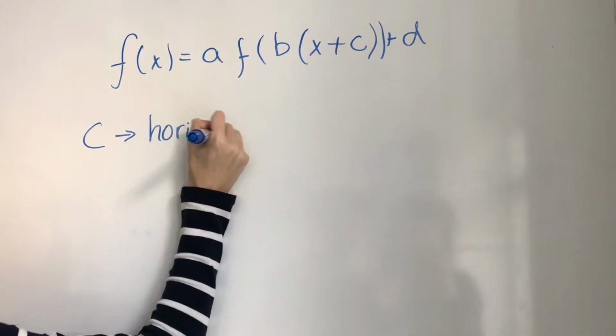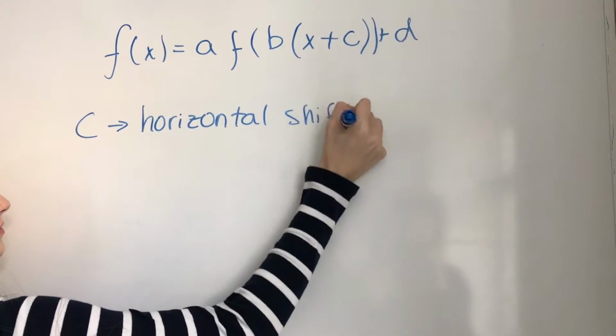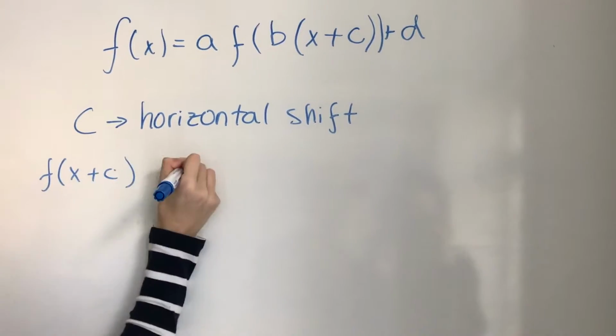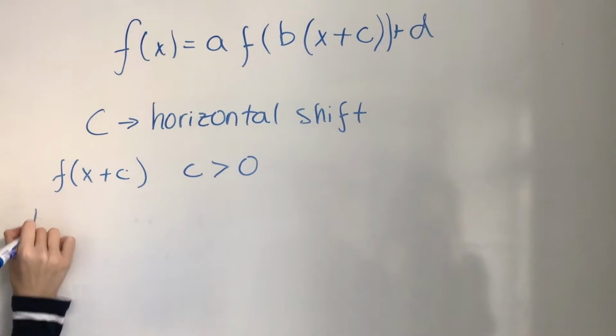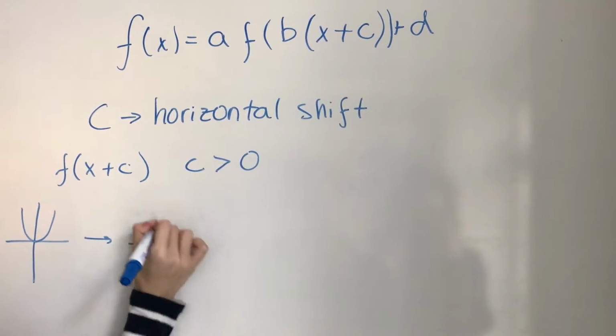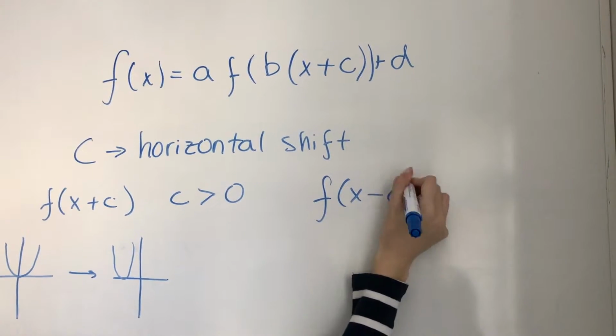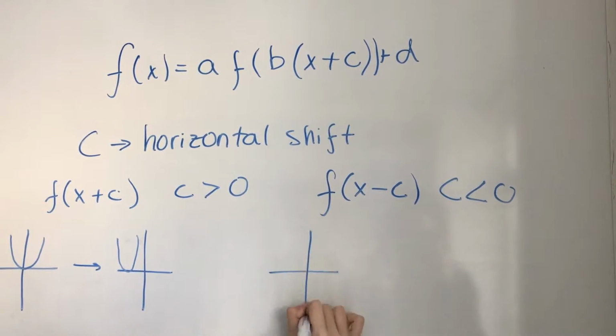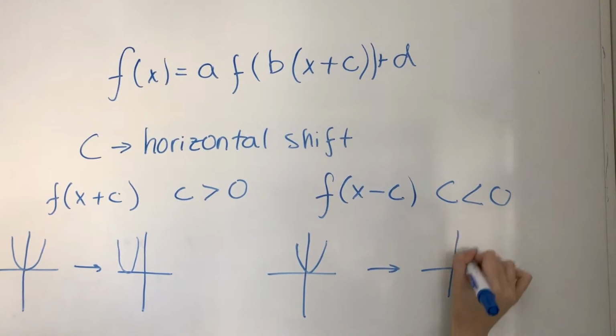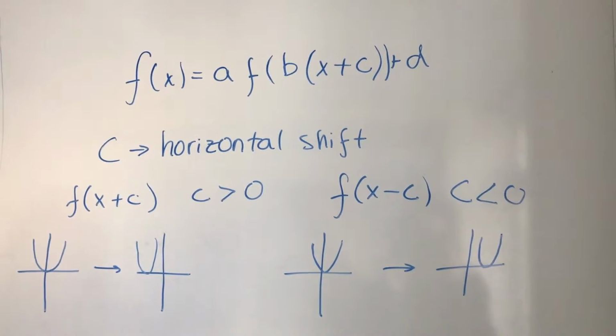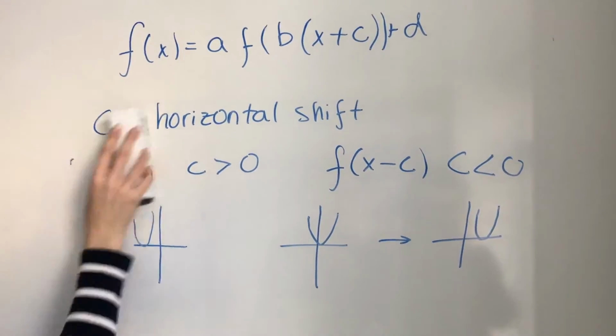The horizontal shift is seen through f of x plus c, where c represents all horizontal shifts to the right and to the left, depending on the value of c. If c is greater than 0, then the graph is translated c units to the left. However, if c is less than 0, then the graph is translated c units to the right. In this case, the rationale is counterintuitive. Remember that we do the opposite of what is stated within the brackets.